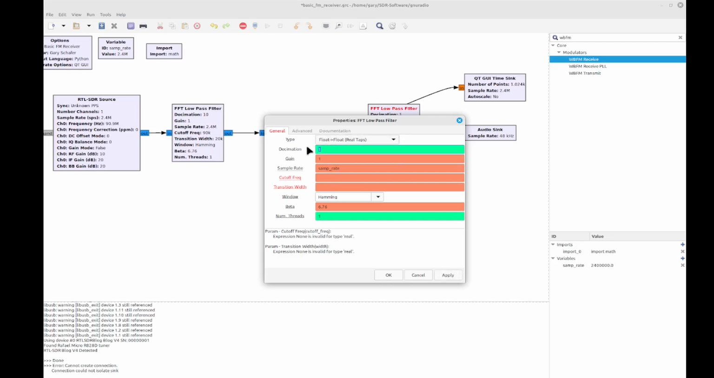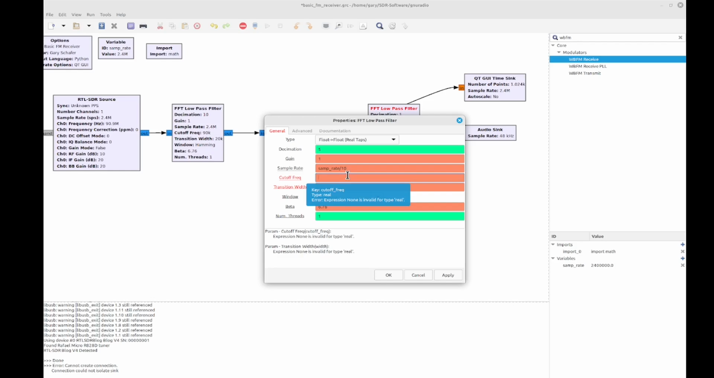First thing I'm going to do is set the type from complex to float. Next, the output of the Quadrature Demodulator block, my frequency demodulator, is 240 kilohertz. The input of the audio sync was 48. 240 divided by 48 is exactly 5, so I'm going to set my decimation value to 5. The sample rate, that's the sample rate coming into this block, which is 240 kilohertz, or sample rate divided by 10.